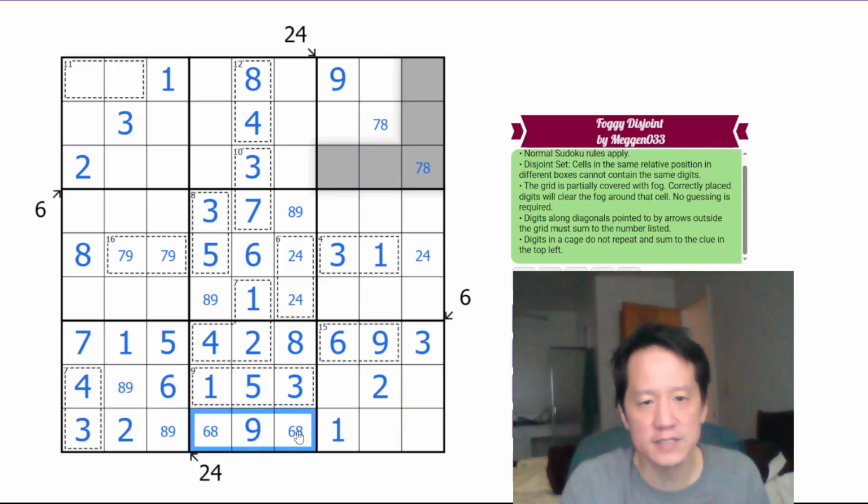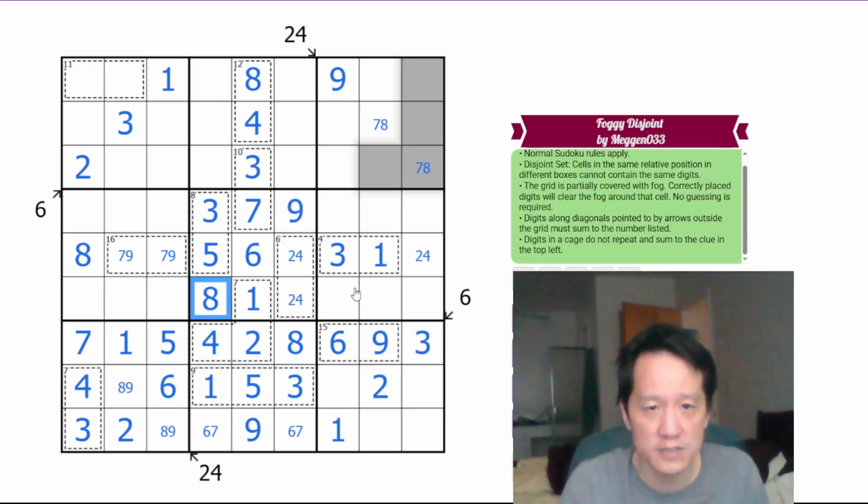Oops, this is not 6 and 8. This is 6 and 7 here. So this is a 6, 7 pair. This 8 means that this can't be 8, so this is a 9, which makes that an 8.